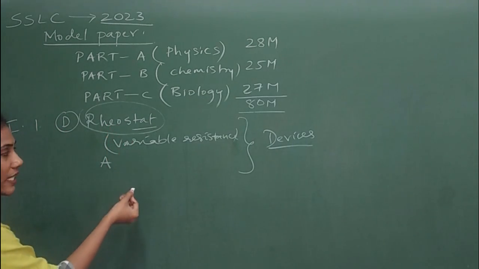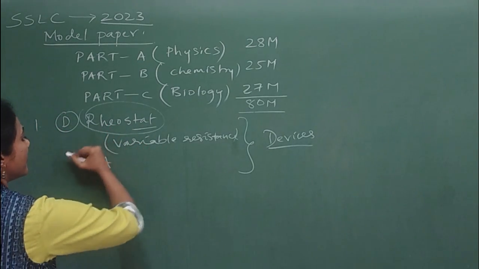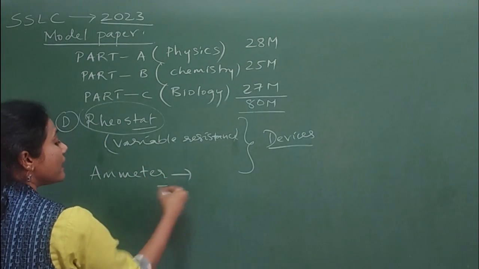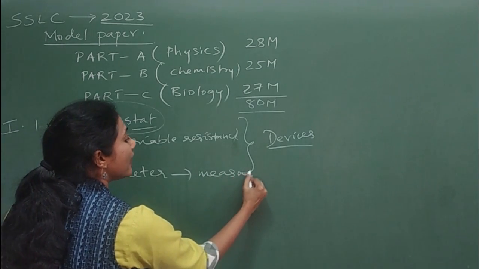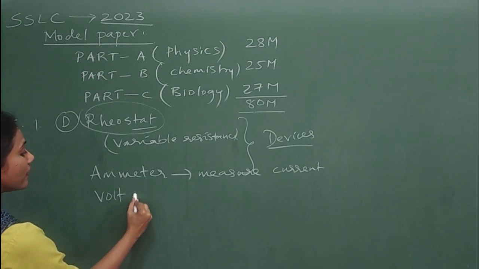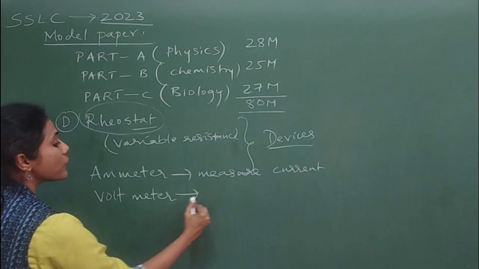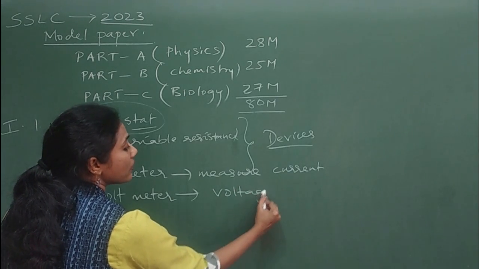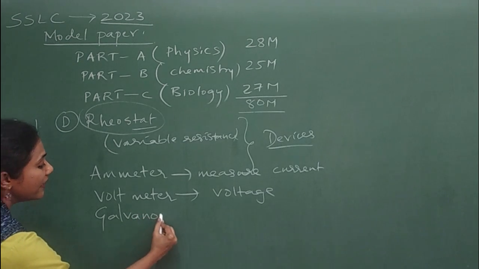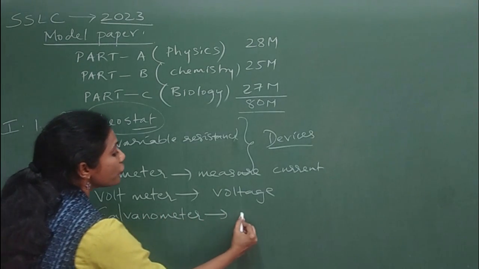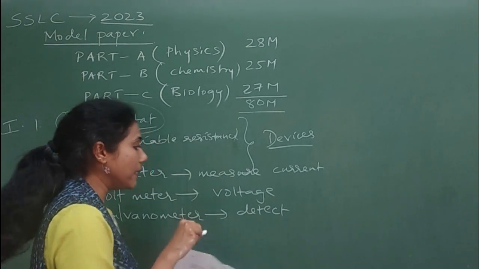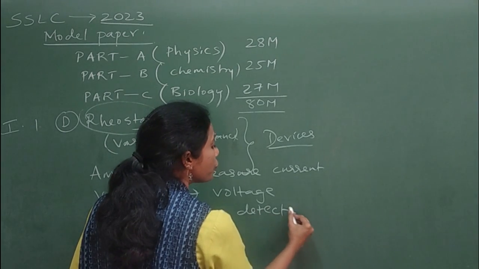What are the devices you will observe in various chapters? The first one is the rheostat, which is used to measure variable resistance, and the second one is the ammeter, which is used to measure electric current. Next, the voltmeter is used to measure voltage. Then in one of the options you have the galvanometer, which is used to detect current. Whether electric current is induced or not can be detected by this galvanometer.